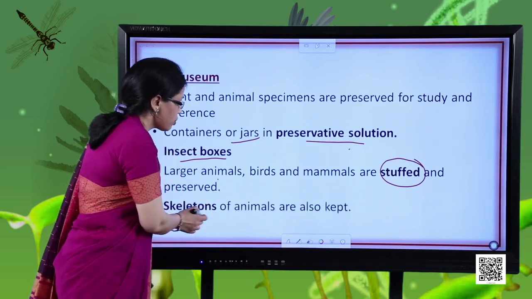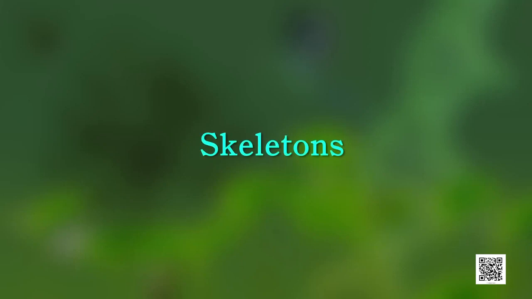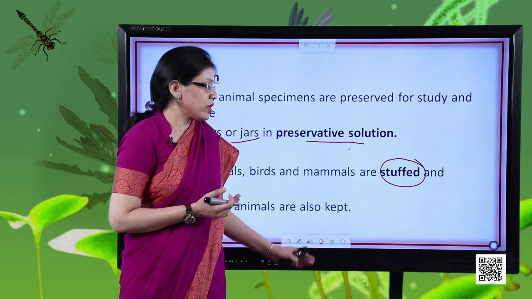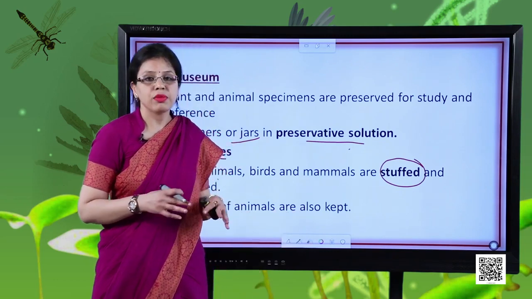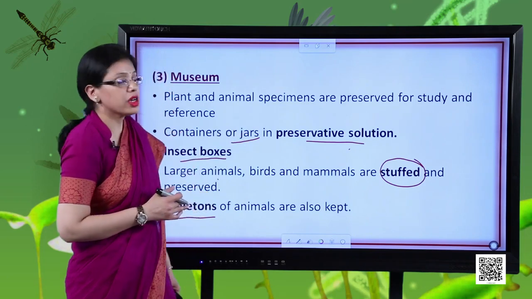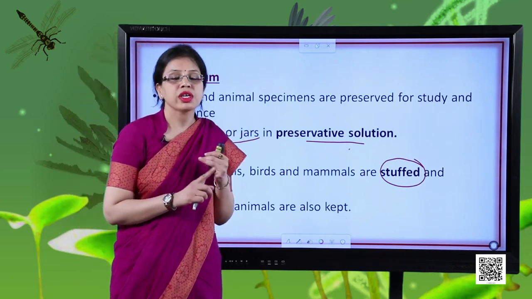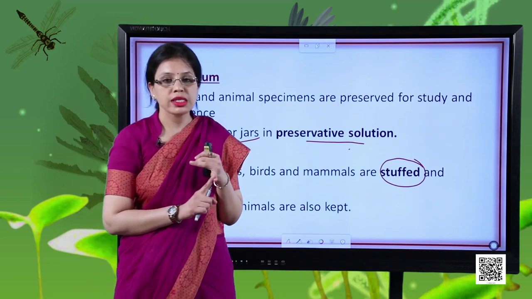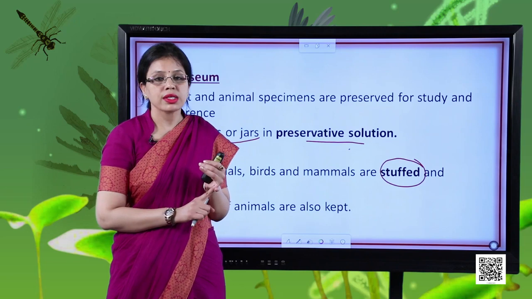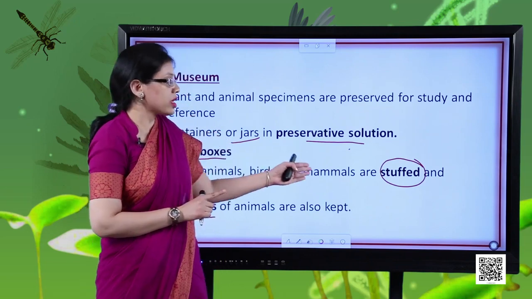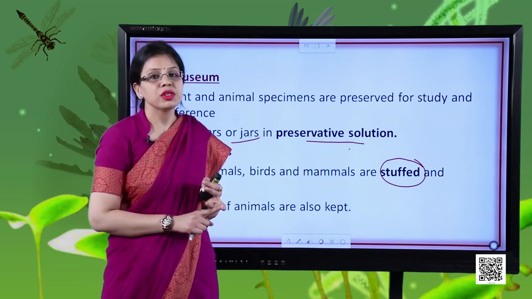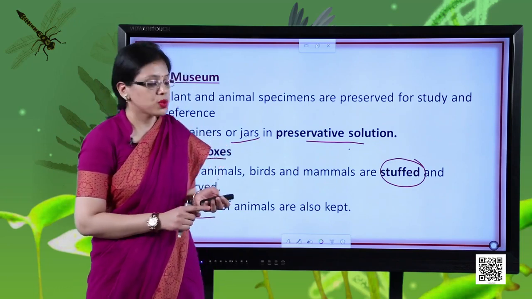Then in a museum, you may also find skeletons of various animals. Skeletons of different animals will be displayed so that we can study the internal parts, we can study the skeleton of different animals. So we have 4 different methods in a museum. The first one is that we can preserve them in jars or containers. We can preserve the insects in insect boxes. If we have larger animals, we can go for the method of stuffing, and then even skeletons of the animals will also be kept inside the museum.